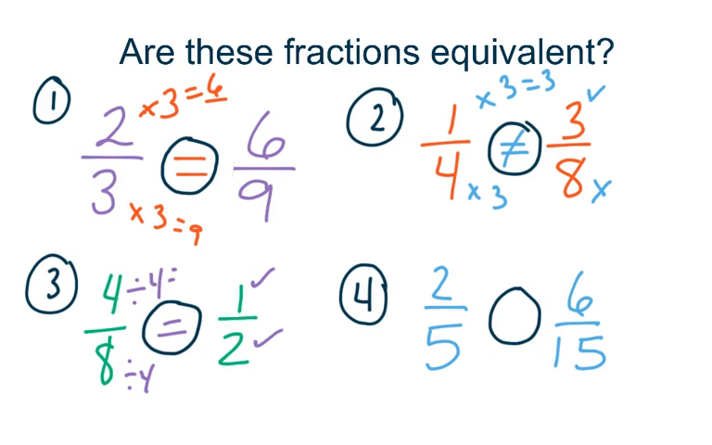And last one, number 4. When I go from 2 to 6, I would need to multiply times 3, and that would get me 6. I would need to do the same thing to my denominator, and that would get me 15, so these fractions are, in fact, equivalent.